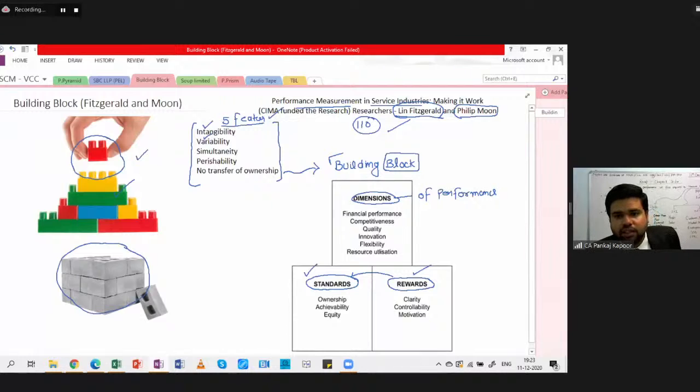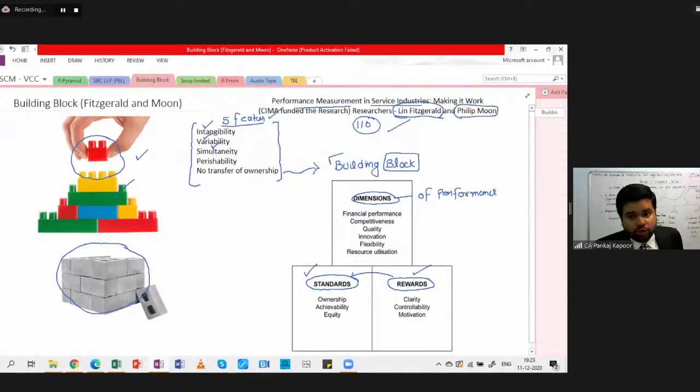Okay. Further, the next thing is what? That is simultaneity. What does simultaneity mean? The moment the service provider provides the service, at the same time it is consumed by the service recipient. It cannot be stored.